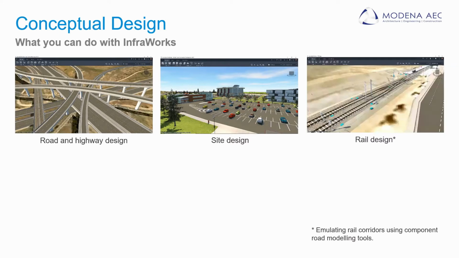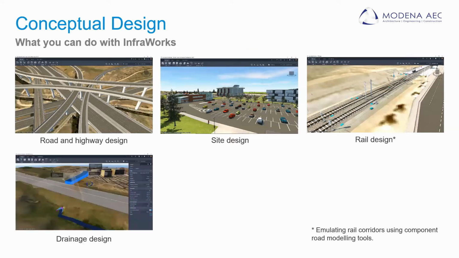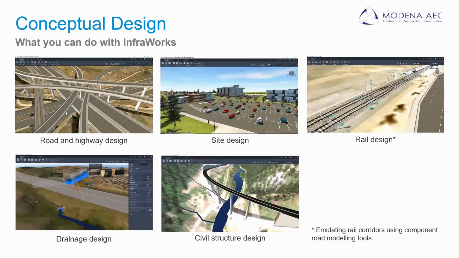You can also do railway designs, where the movement of trains can be emulated, and this is done using your component road modeling tools. Then we have drainage design, where you can do watershed analysis as well as culvert and road drainage design. You can additionally enter rainfall data to calculate what the impact of those drainage systems would be. Then finally, civil structure design. Think of bridges and tunnels, as well as the individual components like piers, abutments, and girders. All of these can be modeled within Infraworks.